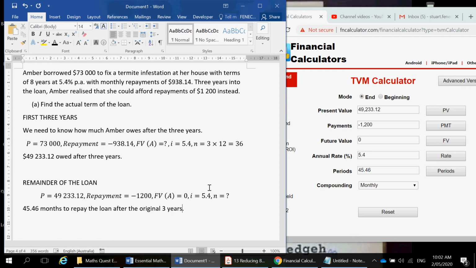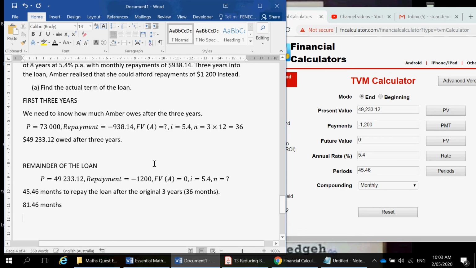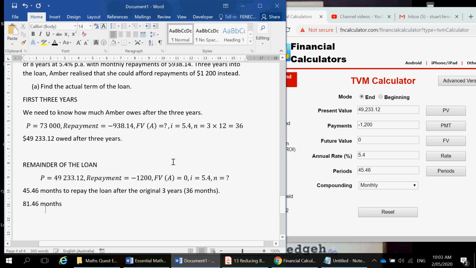So 3 years is 36 months. Because we're already at 3 years, the total time to pay off the loan will be that 36 months plus the 45 months from now to pay it off. So I add that 36 to the 45 there, and it would give me 81.46 months. Now, you're probably going to want that as years.